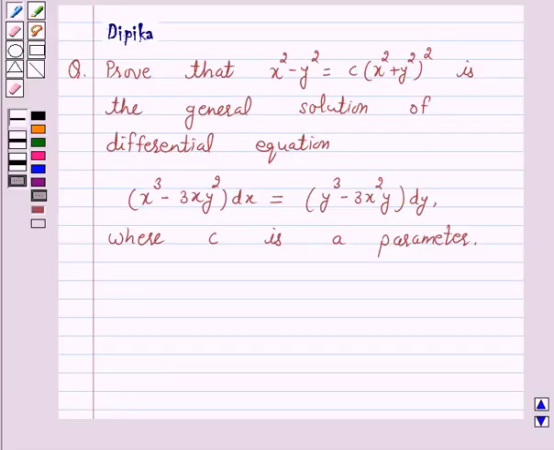I am Deepika here. Let's discuss a question which says, prove that x² − y² = c(x² + y²)² is the general solution of the differential equation (x³ − 3xy²) dx = (y³ − 3x²y) dy, where c is a parameter. Let's start the solution.